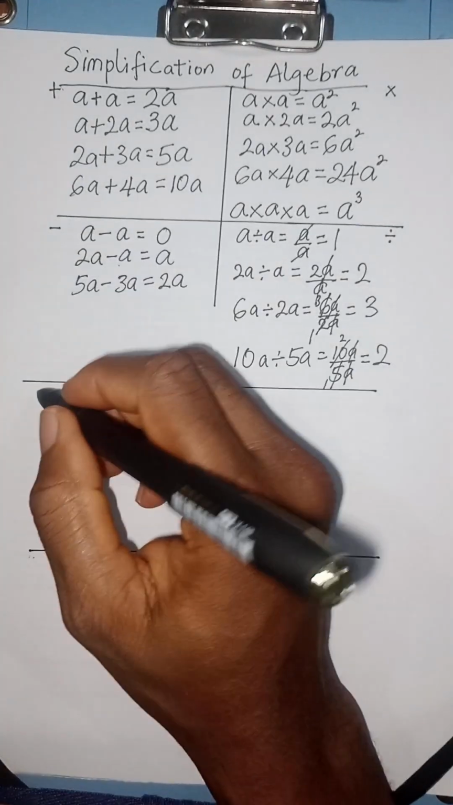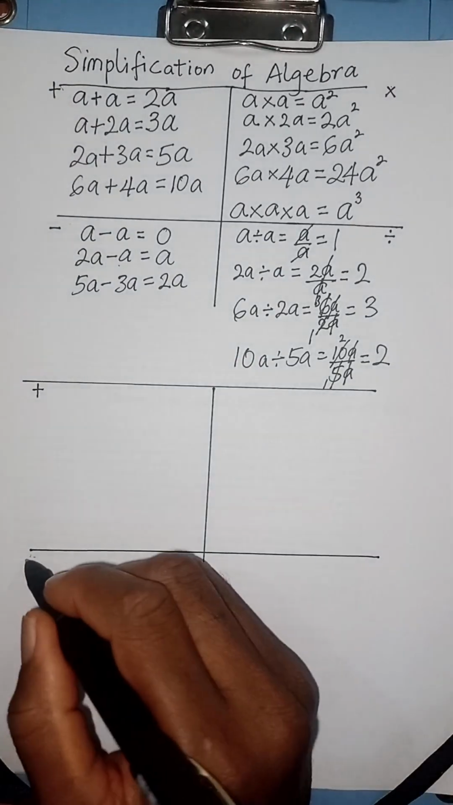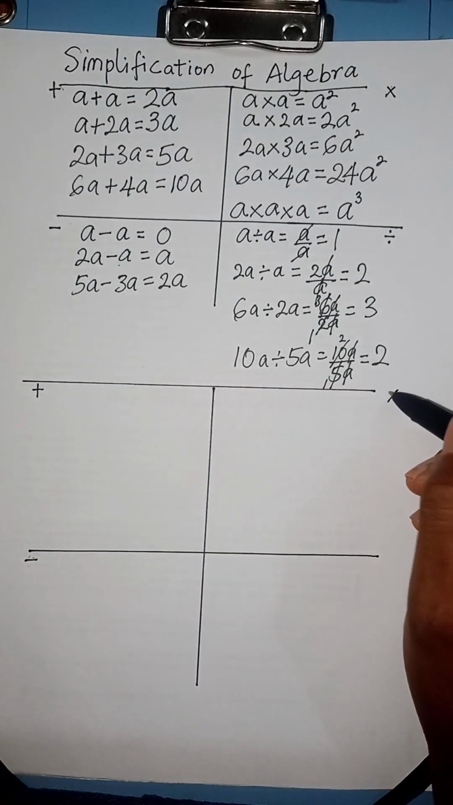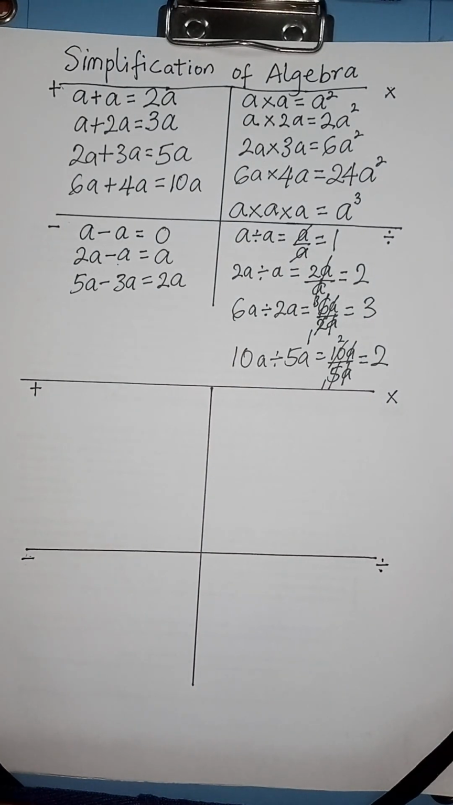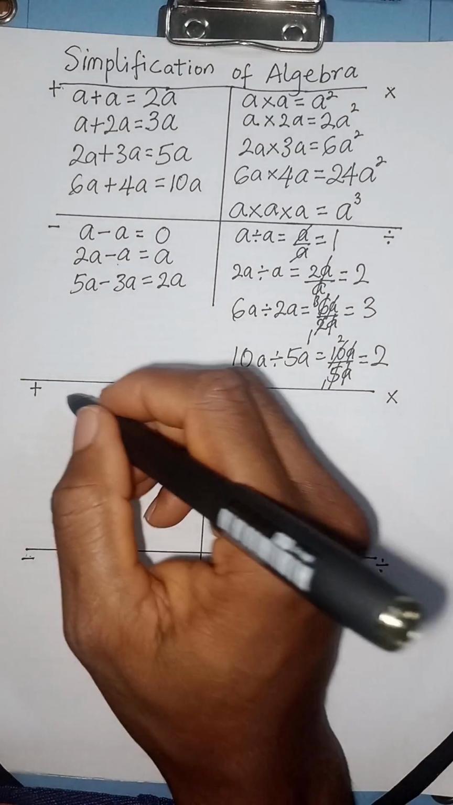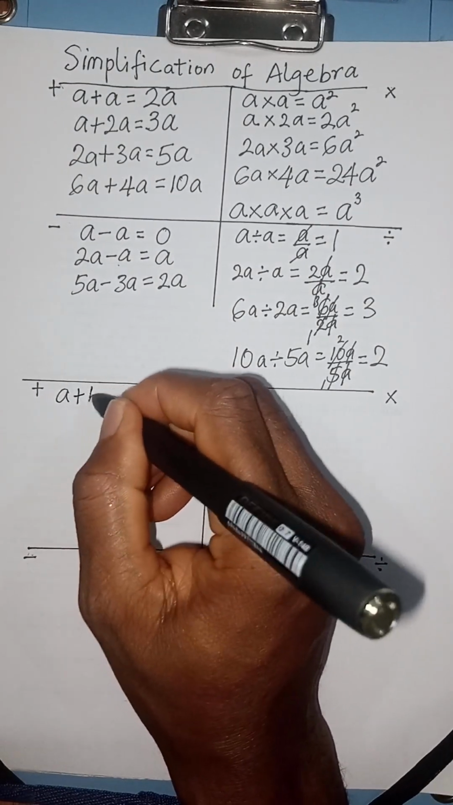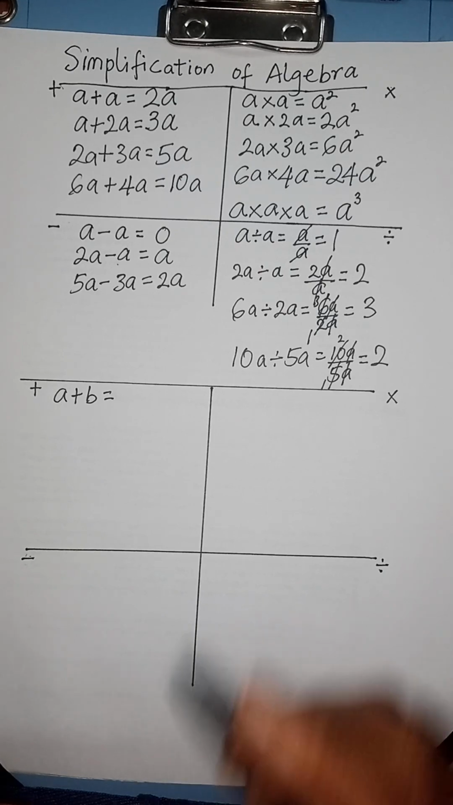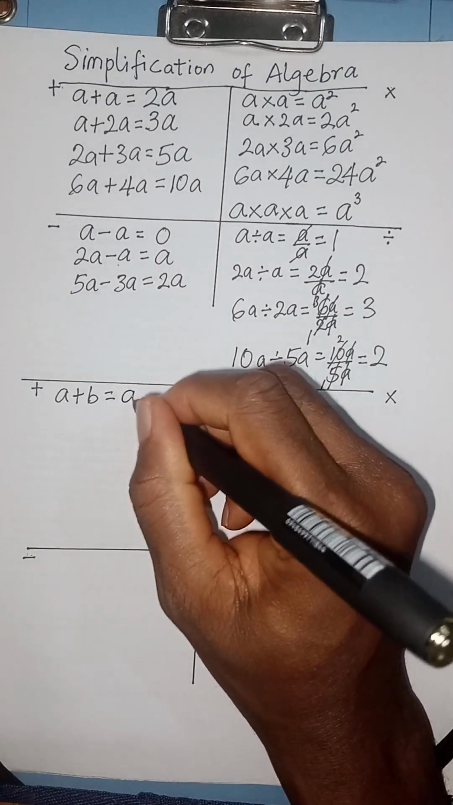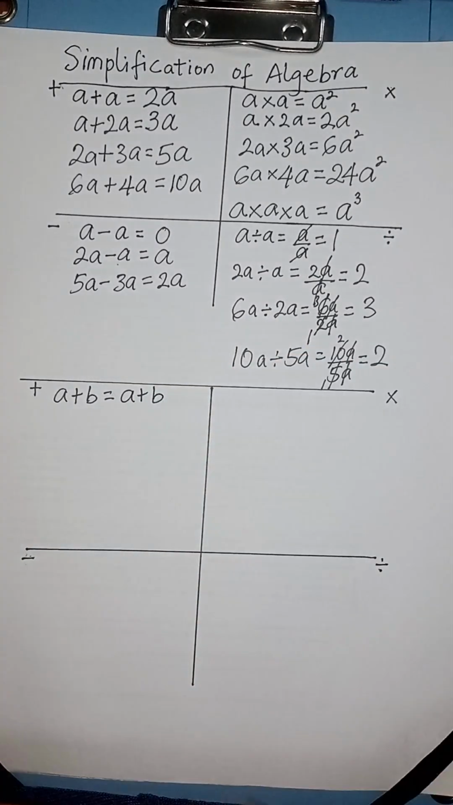Okay, so let's start with addition, subtraction, multiplication, and division. If I have A plus B, now these are two unlike terms. A is different from B. I'm to add them together. So what will be the result? A plus B is simply A plus B, because they are unlike terms, you cannot add them together.